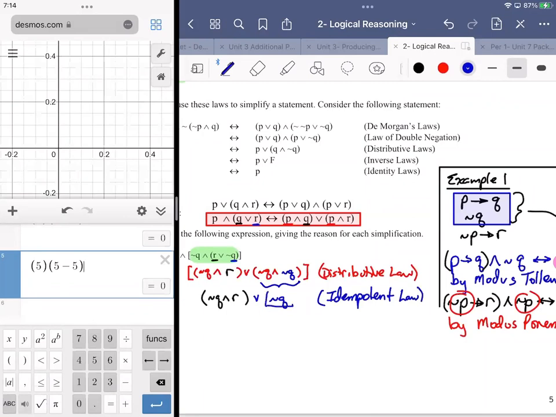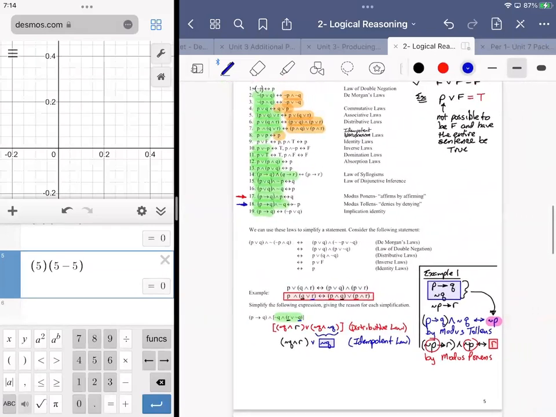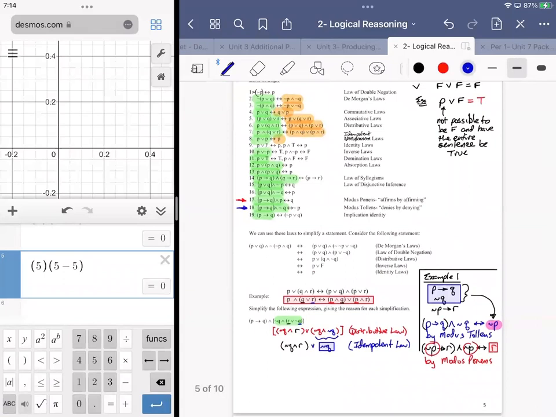Yeah, that was the justification for this step. But yeah, we're just looking to see if there's anything that would apply. You know, we have the absorption law, perhaps. You know, we have P or P and Q. Right. So if we look at the absorption law, this one right here.